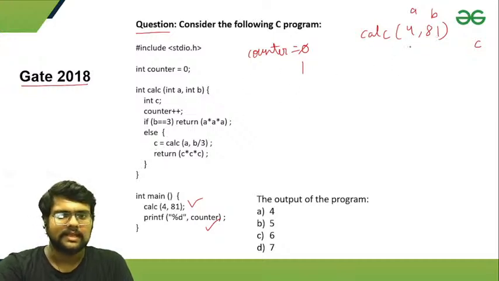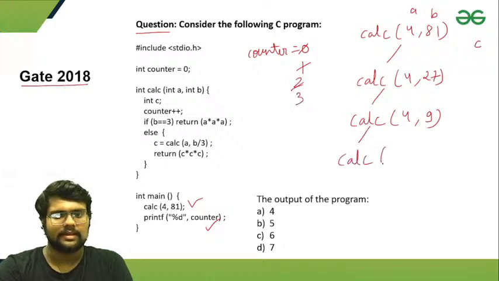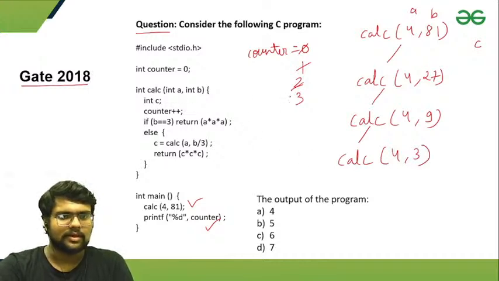In this, calc(4, b divided by 3), so 81 divided by 3, which is 27, will be called. Then again the counter will be incremented. Then again we check whether 27 is equal to 3, so it is not equal. So again calc(4, 9) will be called. Again the counter is incremented, and we call calc(4, 3). Now when calc(4, 3) is called, the counter will be incremented to 4, but now b is equal to 3, so it will return a cube.